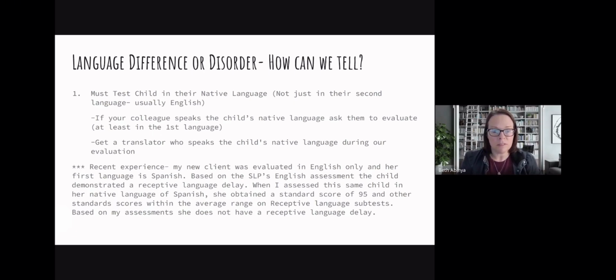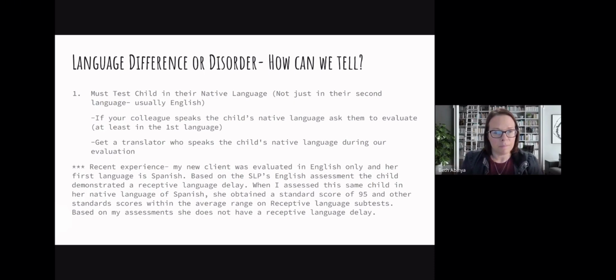First, like I said before, please, we must test the child in their native language, their first language, and then also in their second, which here is usually English. So assess in both languages. If your colleague speaks the native language, then see if they can evaluate, or if you don't know anyone, get a translator for the assessment.